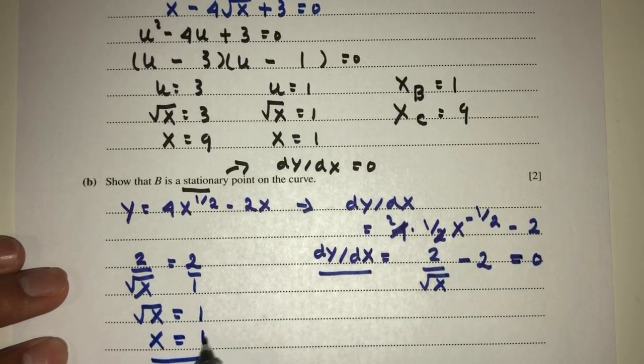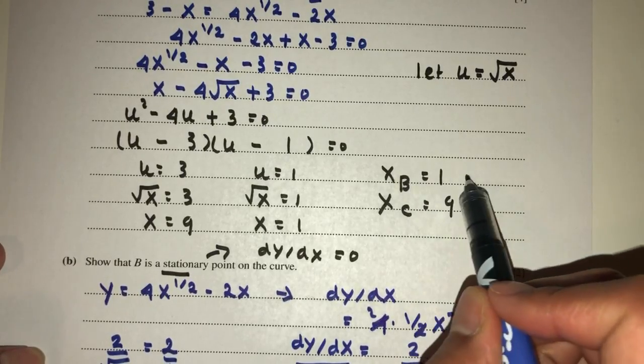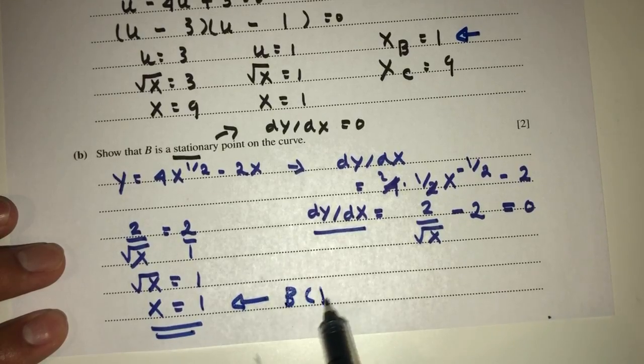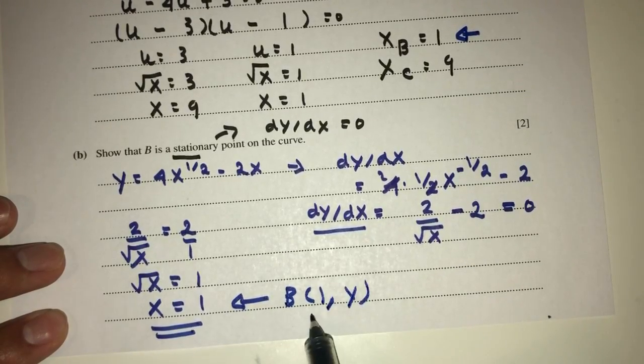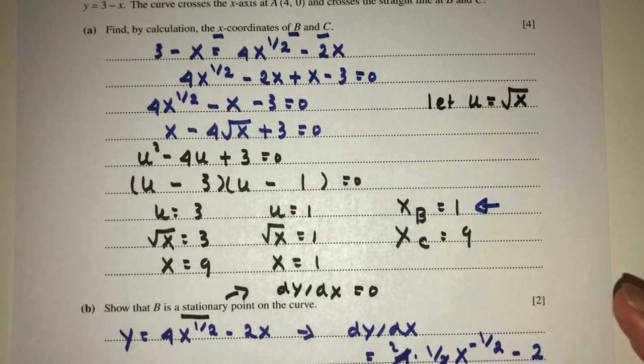So we have shown that when x is 1, it is at the point B. So it is shown as required. It is the point B at 1. This we don't know yet, but that's okay. But that's the point. Okay, so it's shown as required.